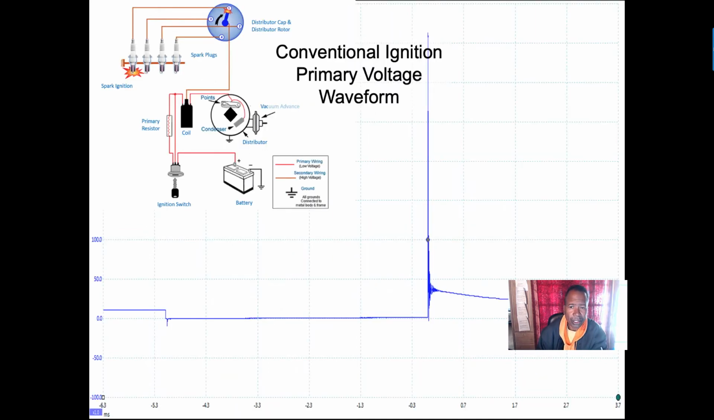Now this is how it looks on an oscilloscope. This is your conventional primary ignition circuit. It's a waveform. You'll see this on an oscilloscope or a lab scope.